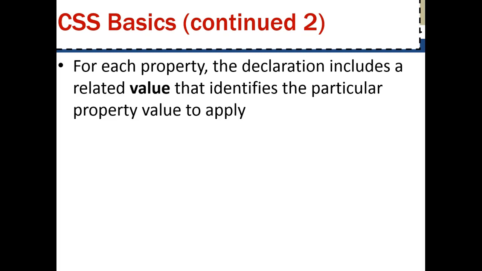So for each property, the declaration includes a related value that can identify the property value that we are going to apply. So for the font color, maybe we can use green. Maybe for the font size, we can use 200%. So we can use a certain value with each property based on the style that property can define.